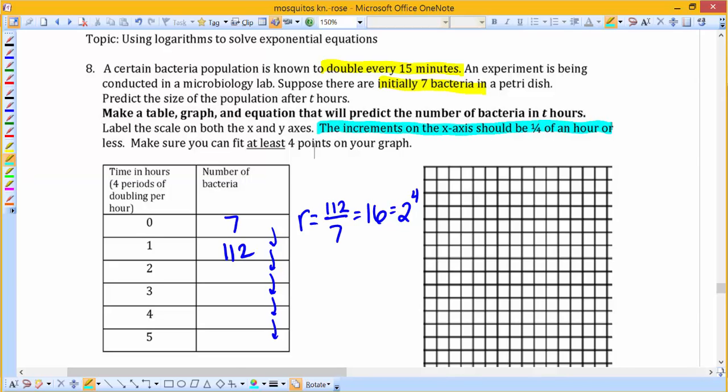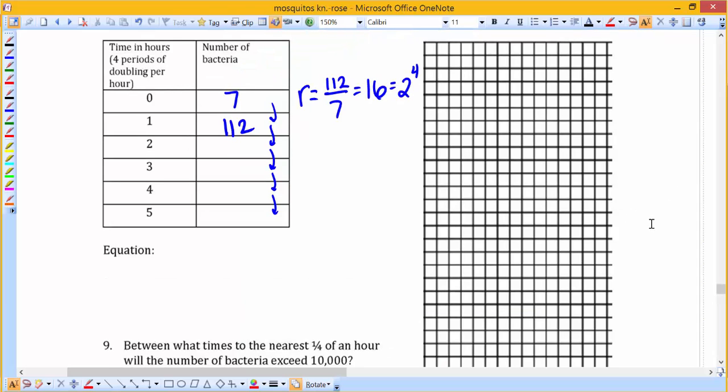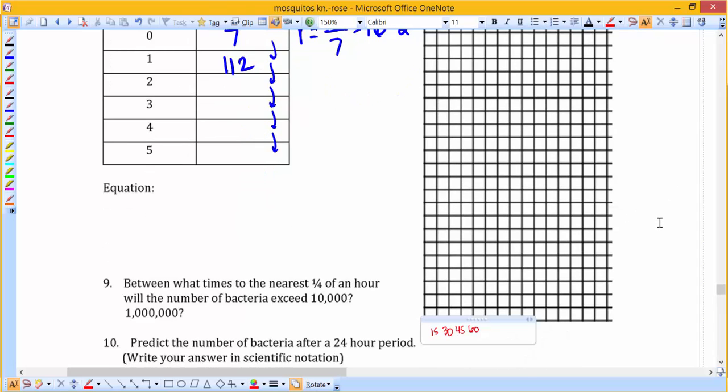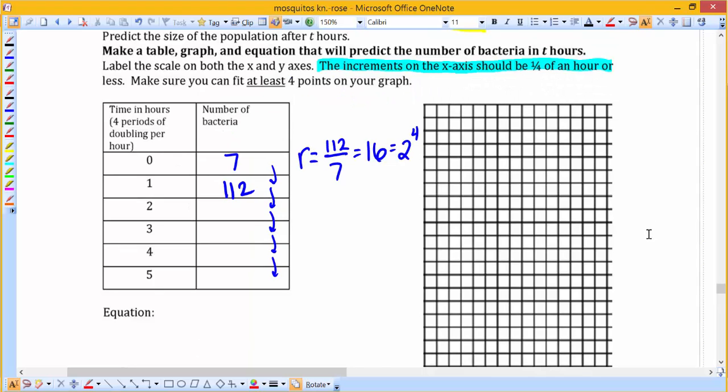Then you're going to make your graph, and it says on the graph, you're going to use increments of every quarter of an hour. This will allow you to fit more. So this would be 15 minutes, 30 minutes, 45 minutes, 60 minutes, and just keep going. And then scale your y-axis appropriately, please. You might need to go by 10s. You might need to go by 20s, whichever you are going to need for 4 points. You need 4 points on your graph.